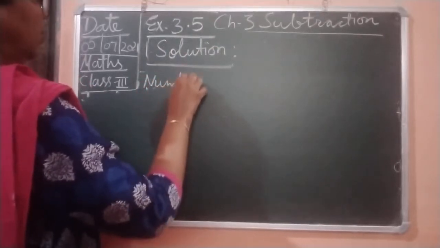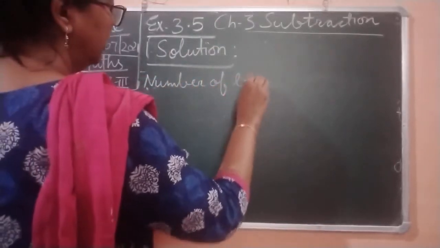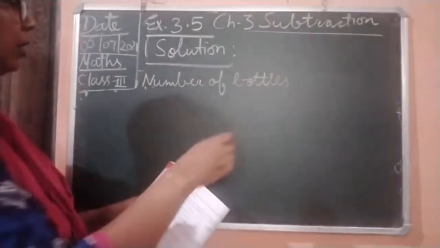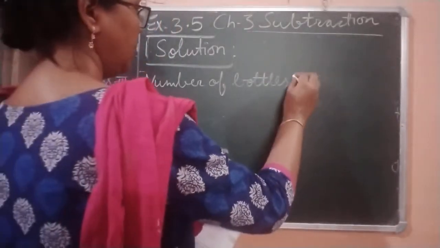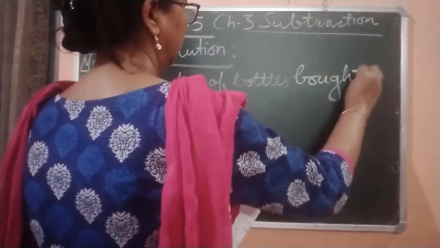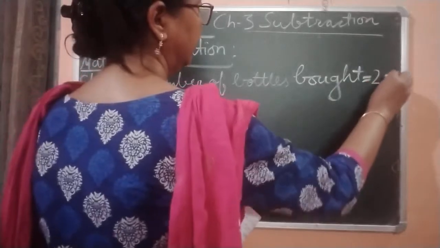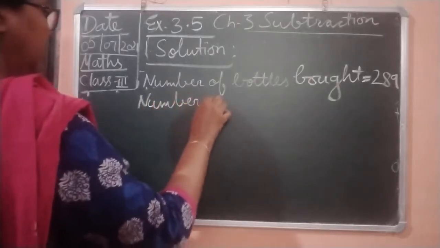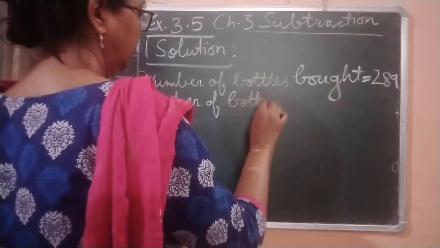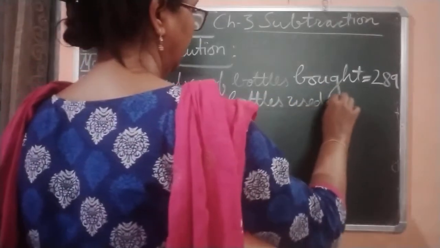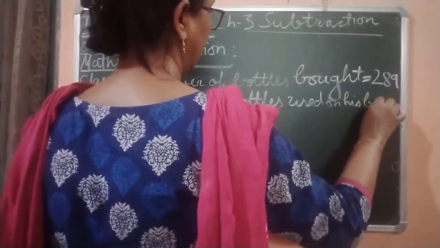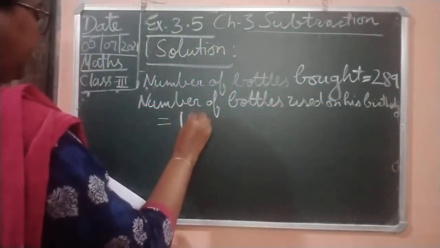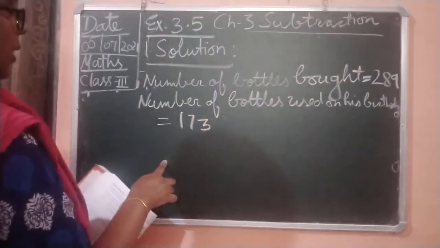Number of bottles bought equal to 289. Okay. Number of bottles used on his birthday equal to 173. Okay.